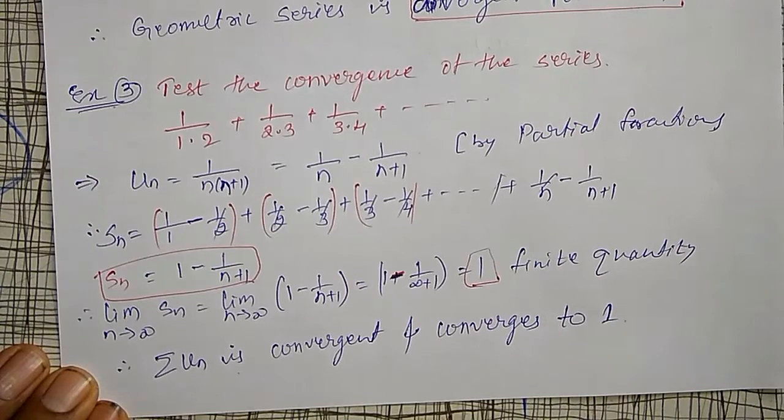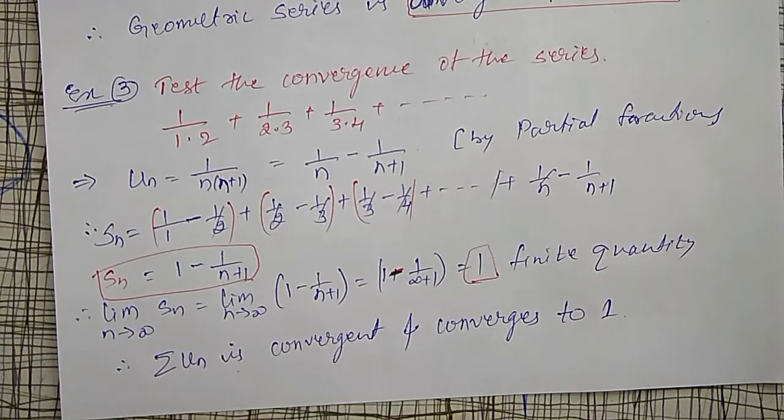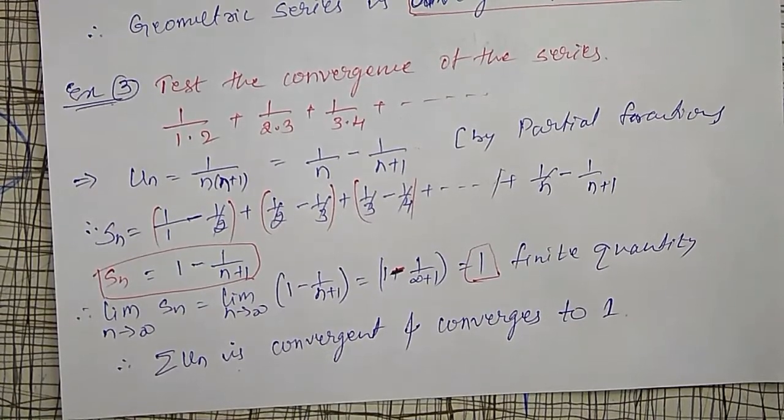This is limit as n tends to infinity Sn. Whether it is finite or infinite, I am calculating, then I can evaluate this. Like that, 2 more examples I am going to evaluate here.